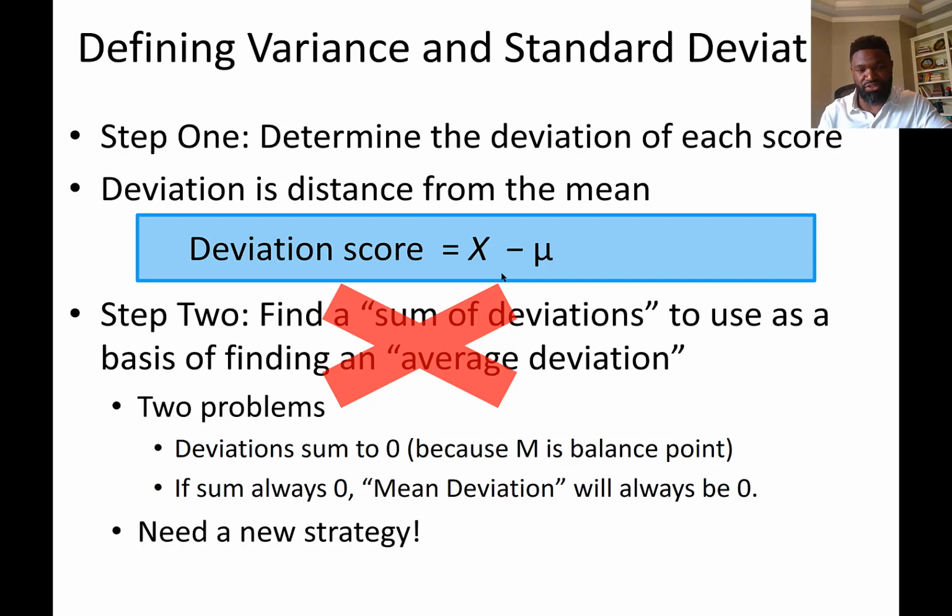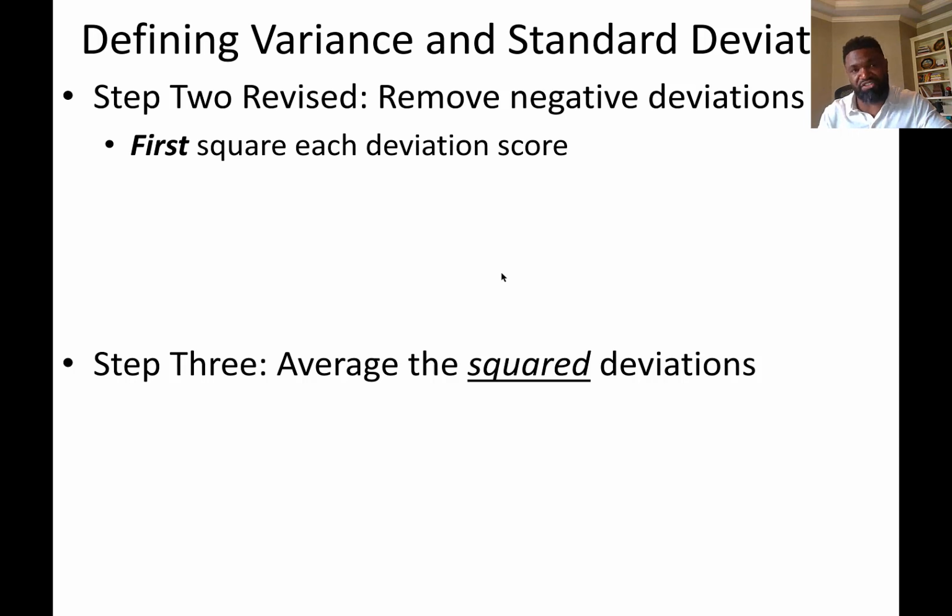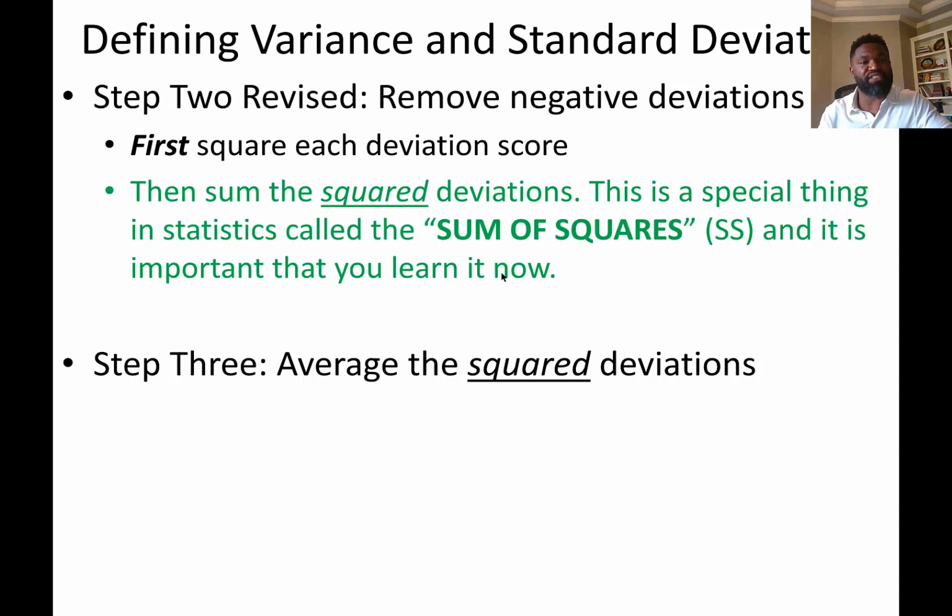So we need a new strategy. What do we do? We have to remove those negative deviations. The way that we do that in a linear fashion is by squaring all the deviation scores. Then we sum the squared deviations. And the sum of those squared deviation scores is called the sum of squares.